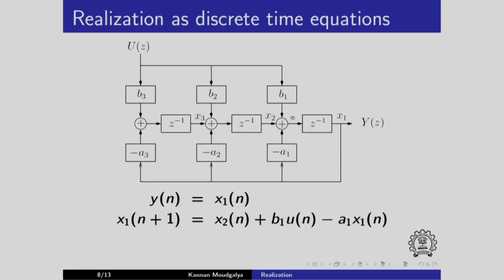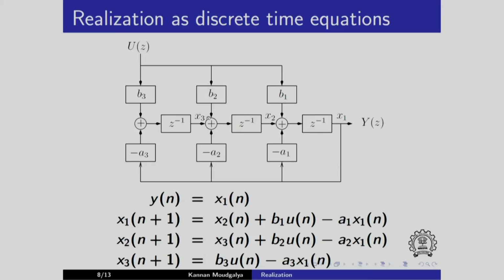So this is x1 of n plus 1, it is equal to x2 of n, b1 into u of n, and minus a1 into x1 of n. Similarly, you can get an expression for x2 of n plus 1 from this junction, and then x3 of n plus 1 from this junction. It has only 2 terms, b3 into u of n minus a3 into x1 of n. So it is easy to write down these equations directly by observation from this block diagram.